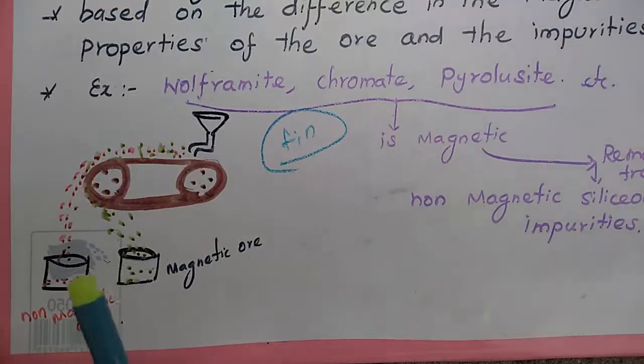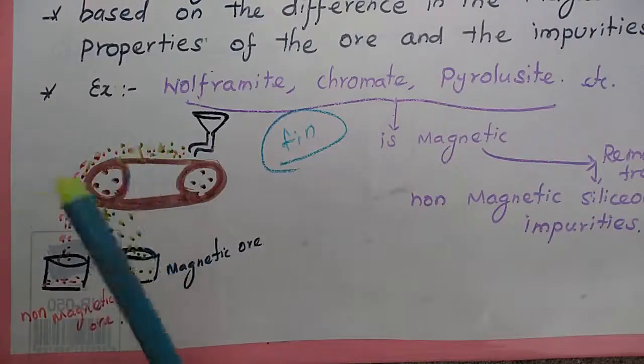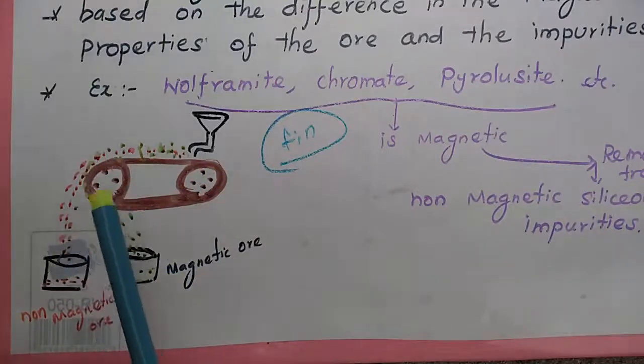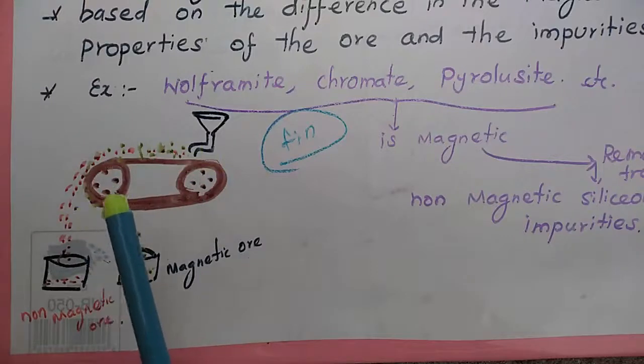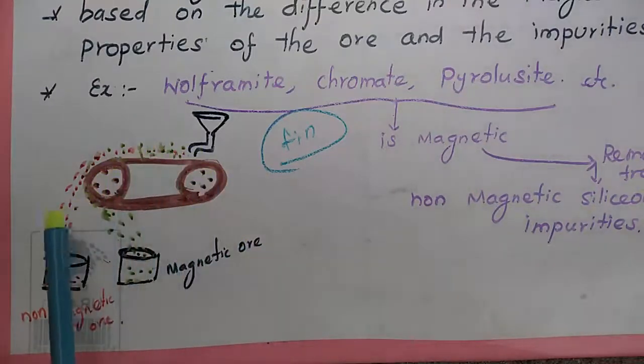Listen carefully. The crushed ore is poured onto an electromagnetic separator consisting of a belt moving over two rollers, of which one is magnetic and the other is non-magnetic. The magnetic part of the ore is attracted towards the magnet and falls as a heap close to the magnetic region, while the non-magnetic part falls away from it.